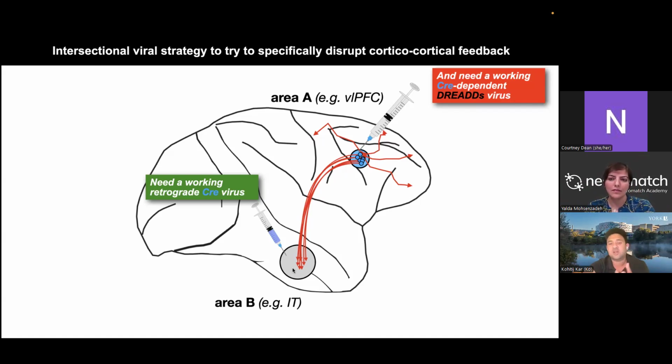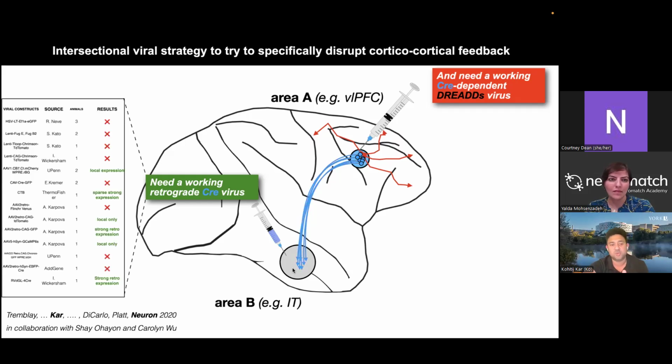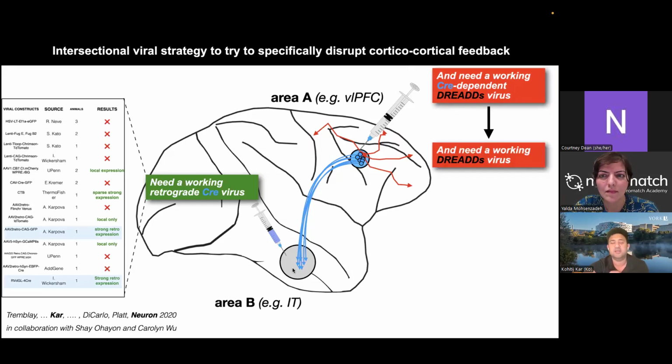But it requires a lot of work. It requires us to test these viruses independently at both ends, and this is what I have spent a lot of time doing. We have tested many monkeys, and many viruses work for rodents but don't work for monkeys for multiple reasons. So we did find a couple that work. And also, when you want to use Cre-dependent DREADDs, forget about Cre dependency, you first want to know if even a DREADDs strategy works in monkeys.